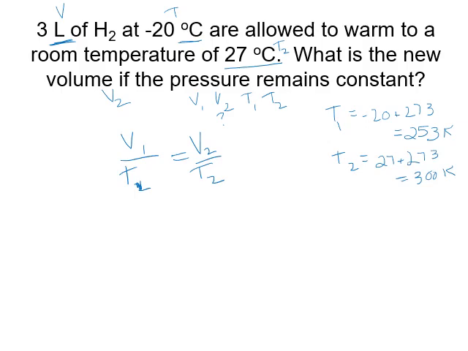So now we can plug in our variables. So we have 3 liters over 253 K is equal to V, whatever variable you choose, over 300 K. So to solve for my unknown variable, maybe we should leave that as V2. I need to get rid of the 300 K. In algebra, we know that we can get rid of that by multiplying both sides by 300 K.